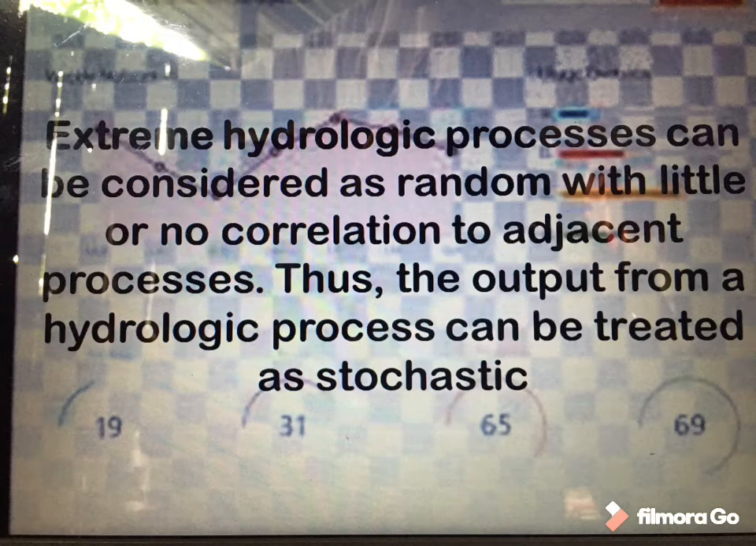Next, extreme hydrologic processes can be considered as random, with little or no correlation to adjacent processes. Thus, the output from a hydrologic process can be treated as stochastic, as opposed to treating the hydrologic process in a deterministic way. What does that mean? We start with rainfall, and we know, or at least we try to estimate, how much of that water infiltrates into the ground, how much of that gets evaporated, and how much of that becomes runoff.